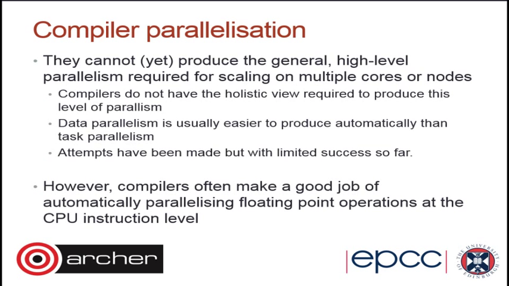However, there is something compilers can do in terms of parallelization that's hugely, hugely important on a machine like Archer and can give us a lot of performance. And that is parallelizing CPU instructions at the instruction level, the floating point arithmetic level. And Adrian very briefly touched on this yesterday, and I'll talk about it in slightly more detail now.